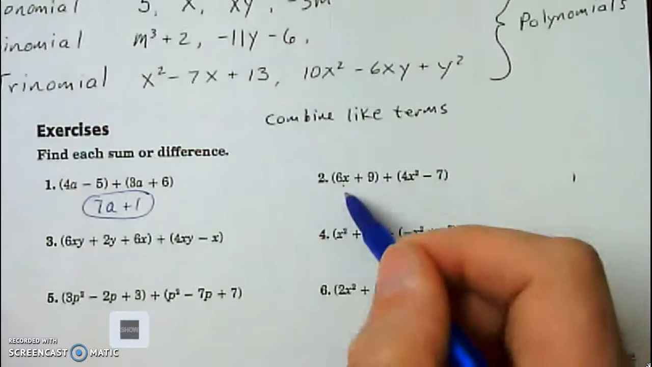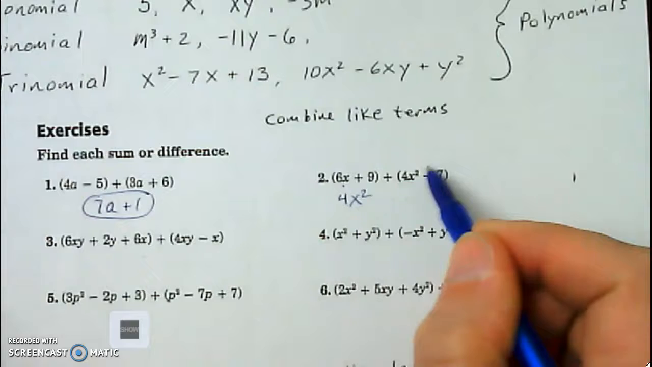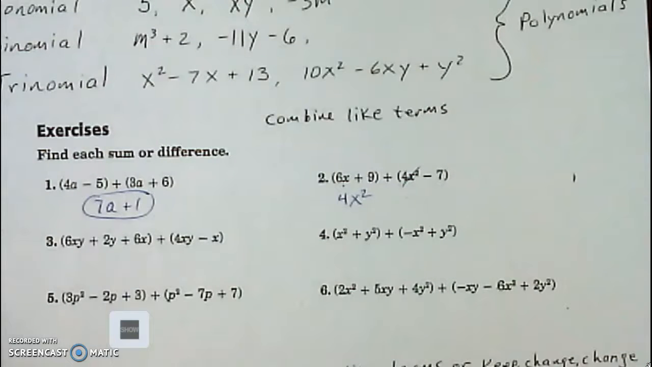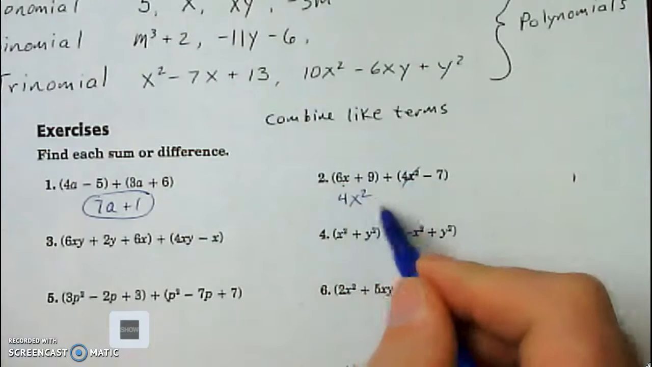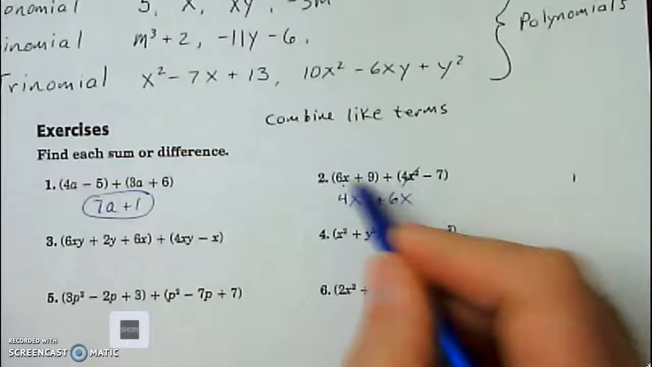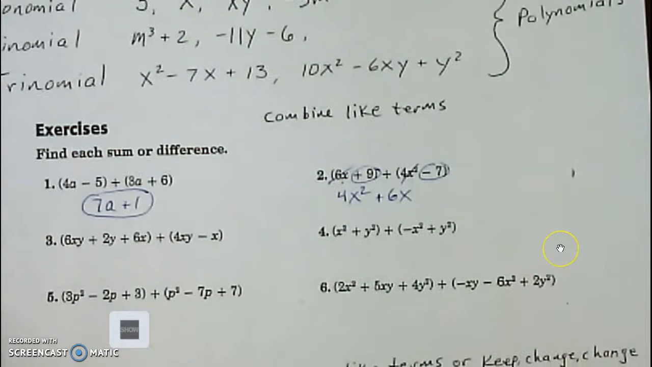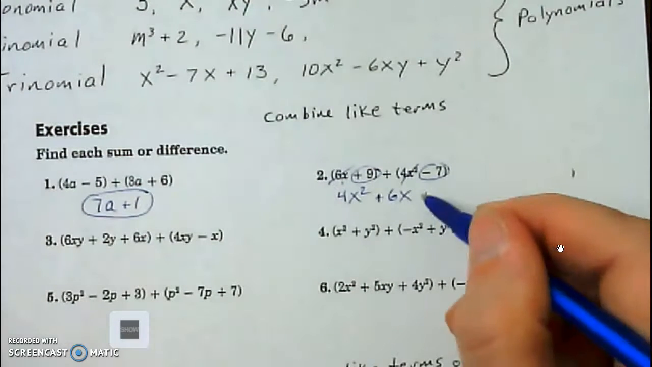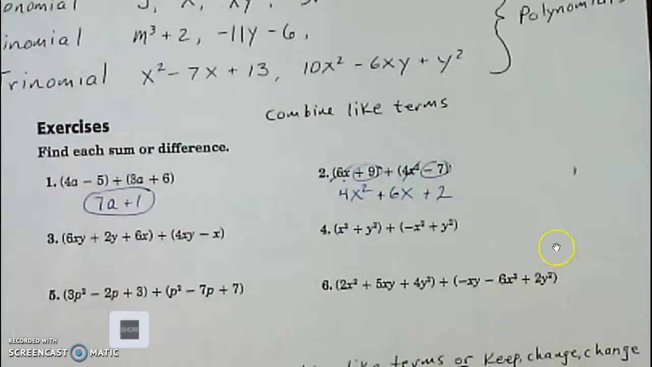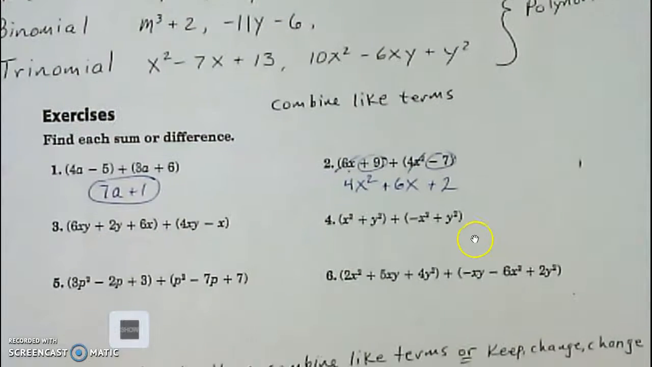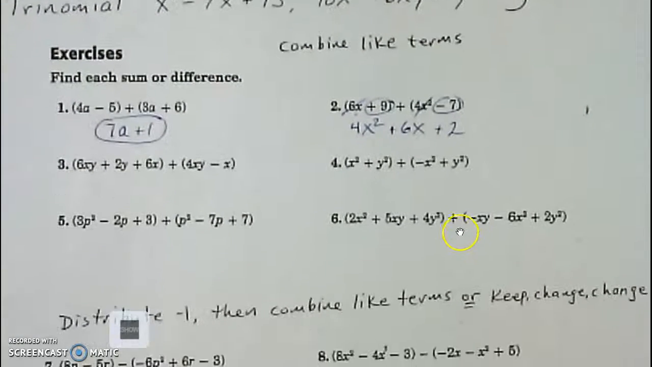So I bring down the 4x squared. Some people cross them off as they go, so they keep track of everything. Bring down the 6x. If you look now, we have two numbers, a +9 and a -7. If I add them, I get 2. So if things don't always match up, just make sure they show up in your answer.